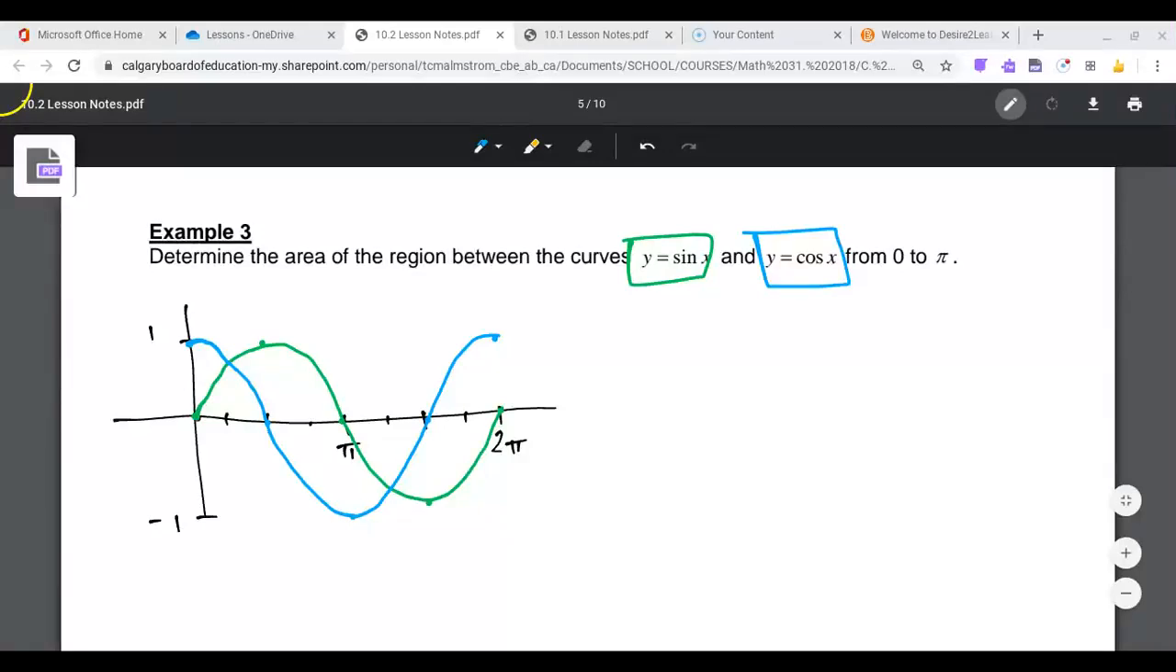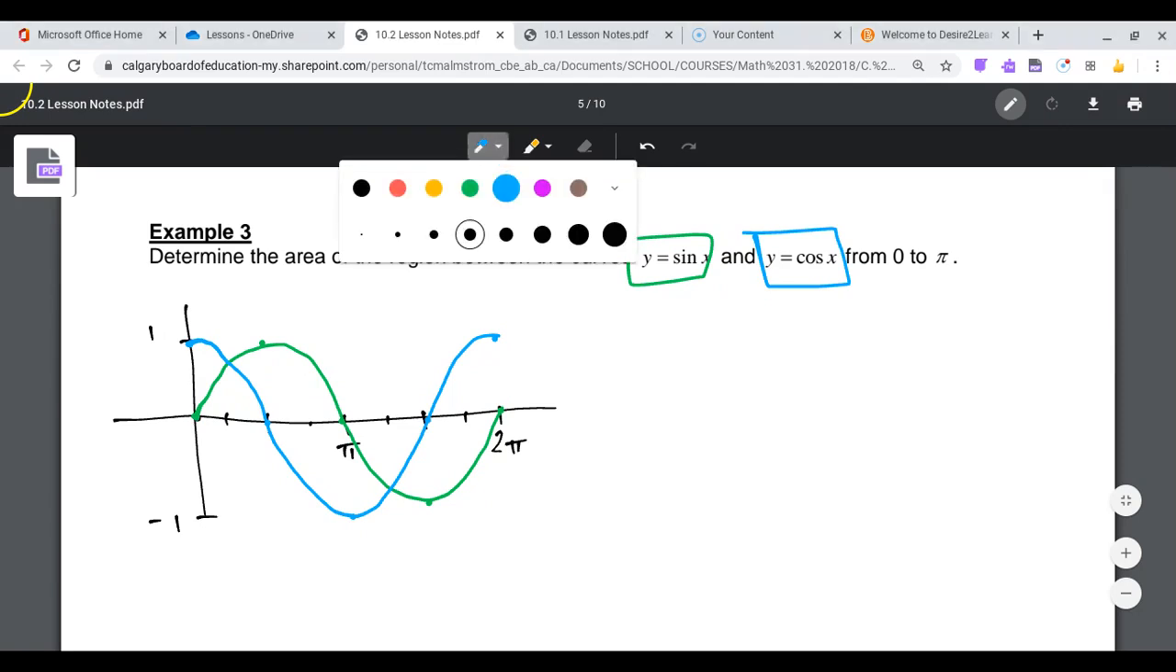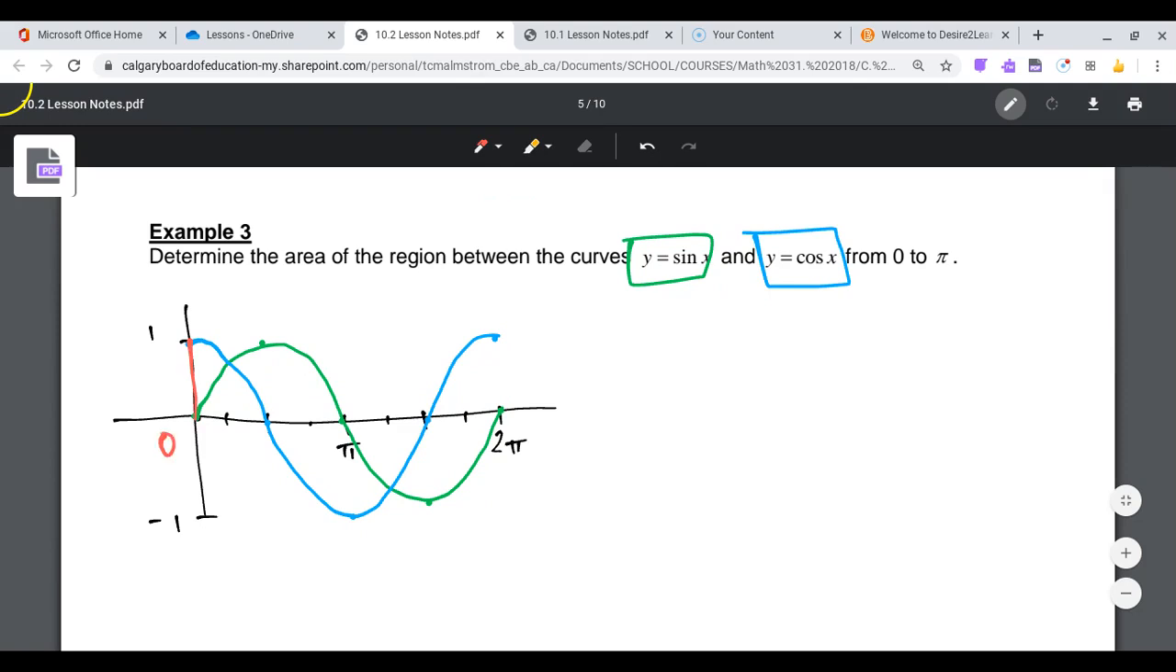Example 3, determine the area of the region between y equals sine x and y equals cos x from 0 to pi. So I did my best to draw my graphs here. And so we're looking at from 0, here's 0. So we have this region, and then they intersect to pi. So then we have this middle section right here.